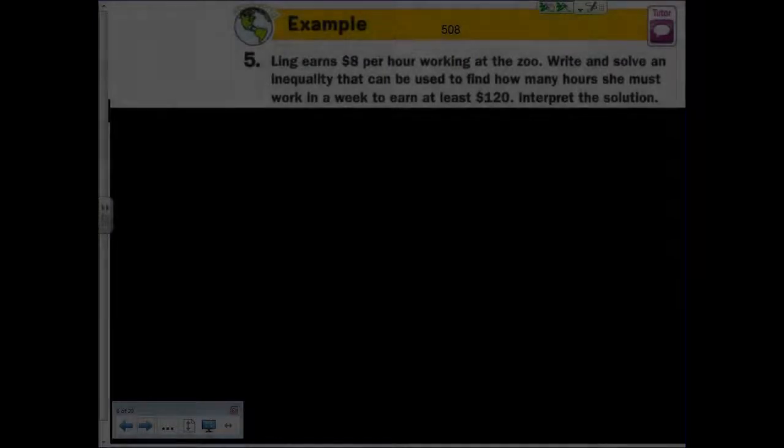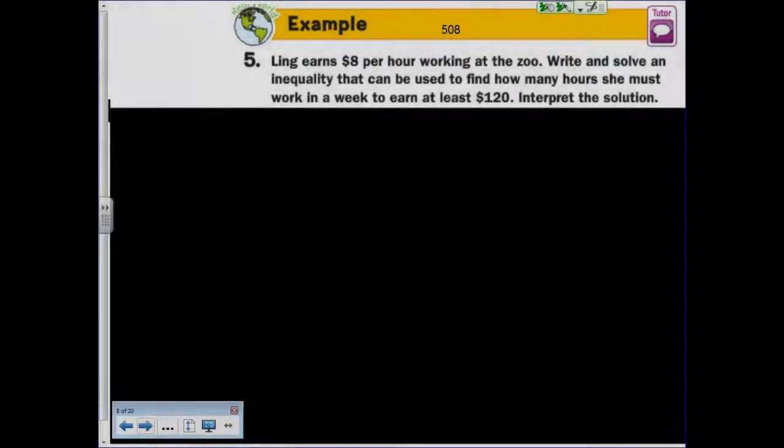So let's go to example number 5. It says Ling earns $8 per hour working at the zoo. Write and solve an inequality that can be used to find how many hours she must work in a week to earn at least $120. Interpret the solution. Okay, so let's take a look and see if we can find what it is we're trying to find. It says find how many hours she must work in a week to earn at least $120.